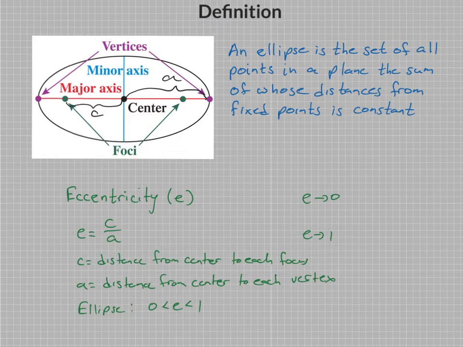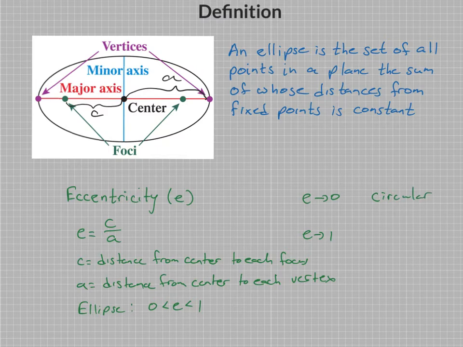And so for an ellipse, the eccentricity, the value of e, will always be a number that's between 0 and 1. Now what happens with this? As e approaches 0, that means that the foci are moving closer and closer to the center point, because that's going to mean that c, the value of c, is getting closer and closer to 0. And as that occurs, our ellipse is going to be more circular.